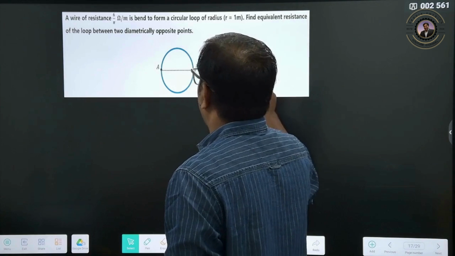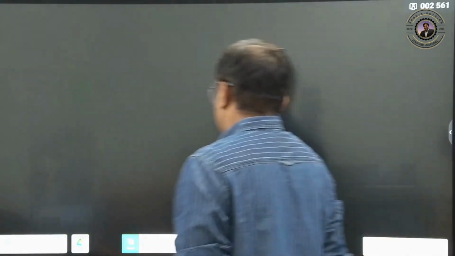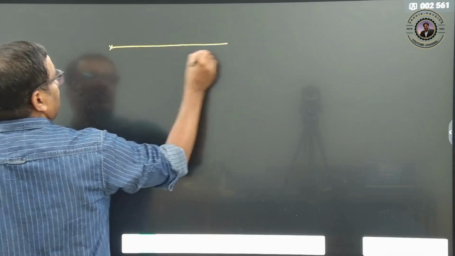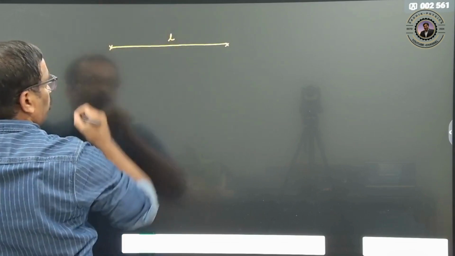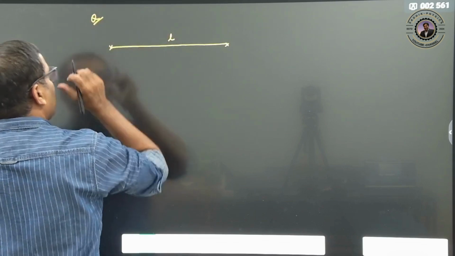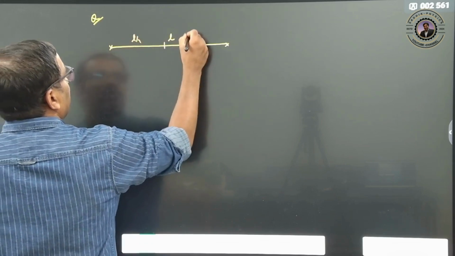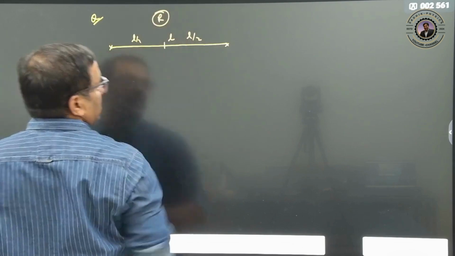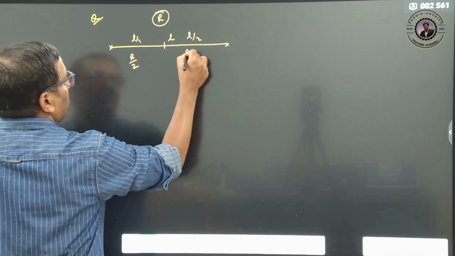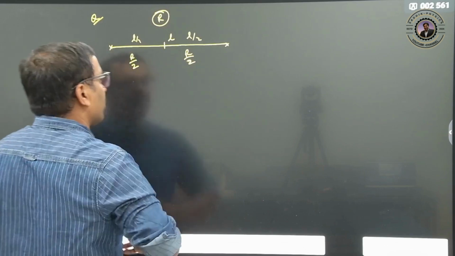Here one new learning is there. Before this, we will go for some simple thing. Suppose there is one wire, whose length is L. Now I am going to divide it into 2 pieces, so the length will become L by 2 and L by 2. Initially the total resistance is R. Now I made 2 equal pieces, therefore the resistance will become R by 2 and R by 2. Clear? So when I divide into 2 equal pieces, each is R by 2.